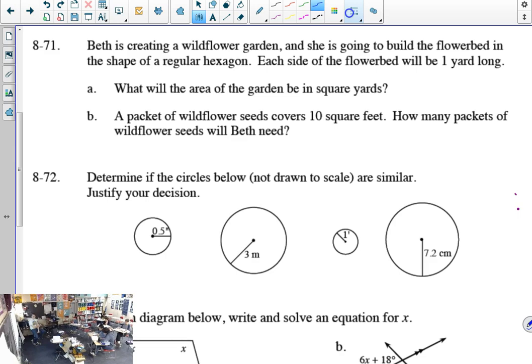Alright. Do we need to do anything else to 71 or whatever? We have to do B. Can you guys do that or you want me to do it? 70. Take a moment once you get to 72 and turn to somebody and talk.